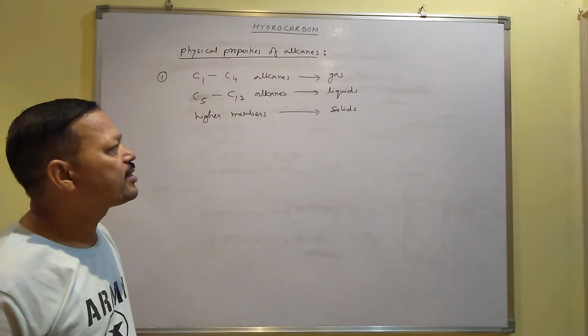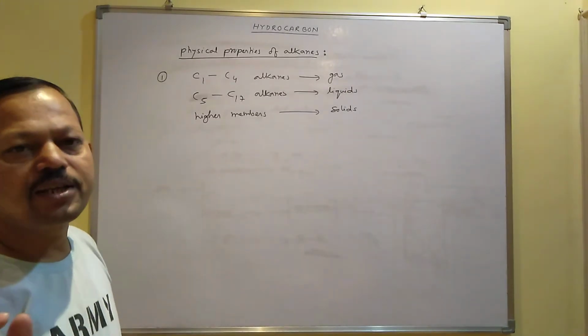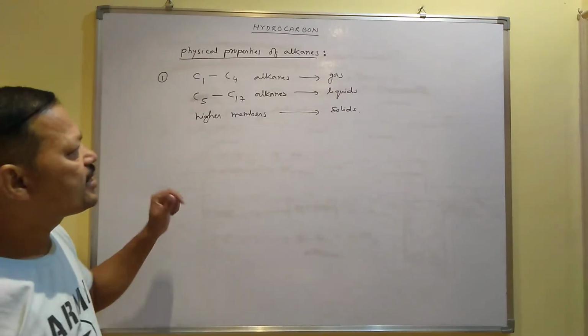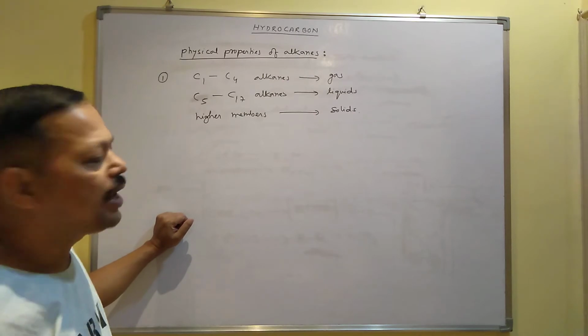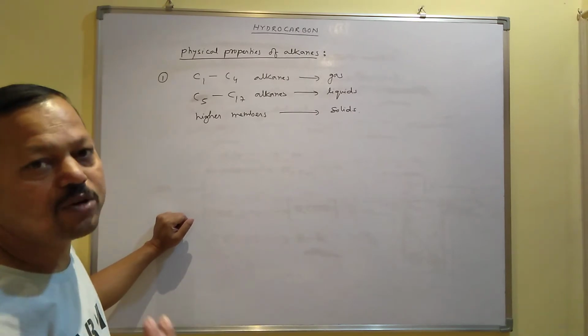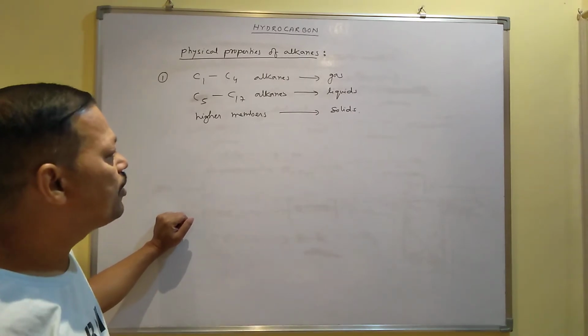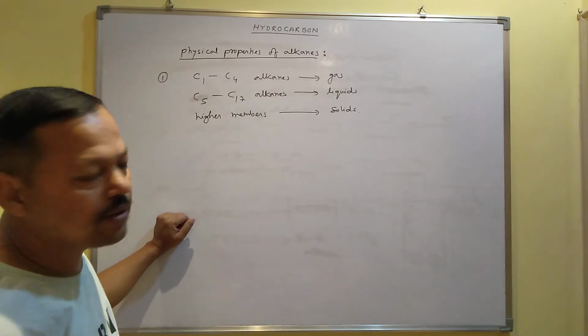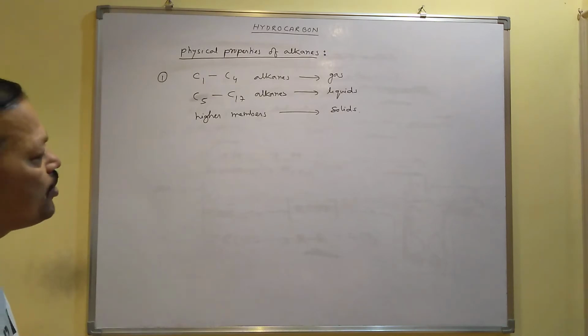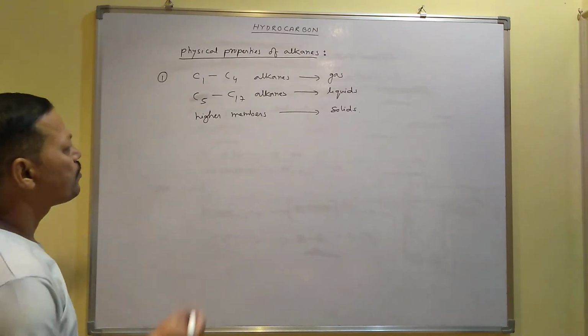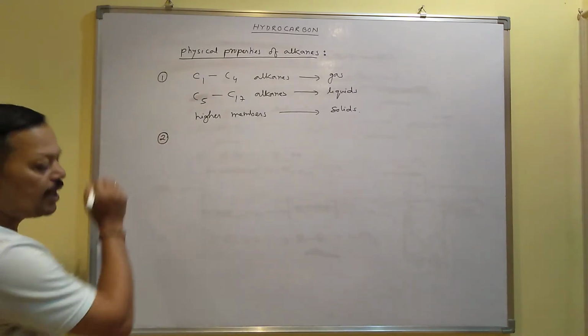Normally smaller alkanes exist as gas. Methane, ethane, propane, butane exist as gas. And from pentane onwards, they exist as liquid. And the alkane which contains more than 17 carbon, you will get as solid. In solid state, you will get that type of alkane. Higher members all exist as solid. This is one point.